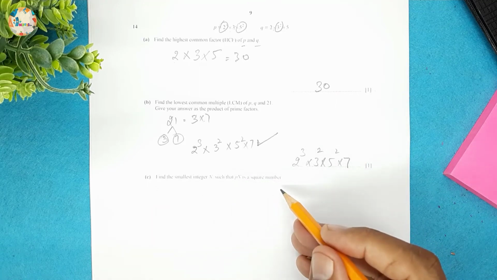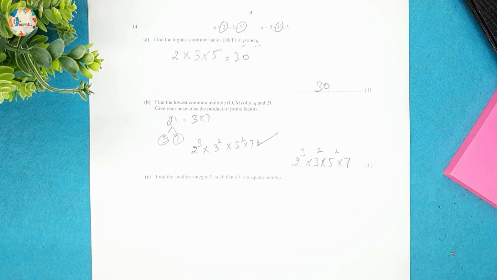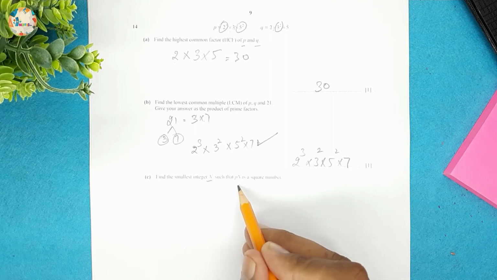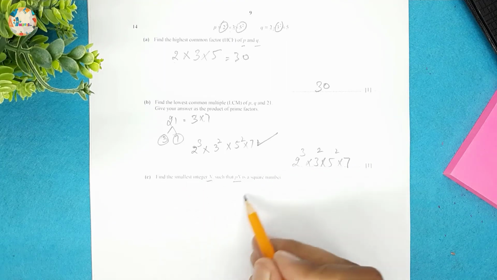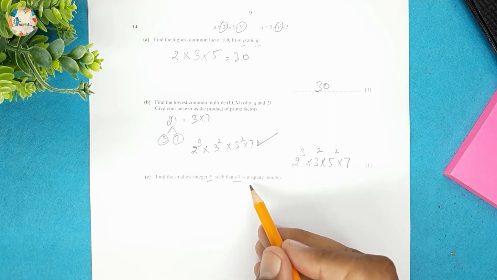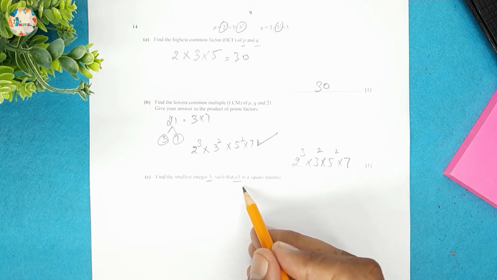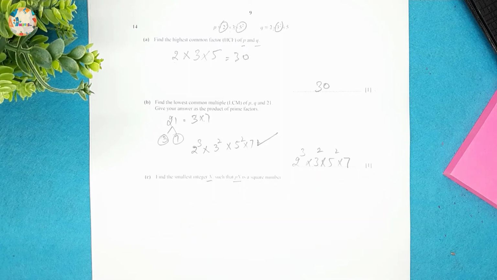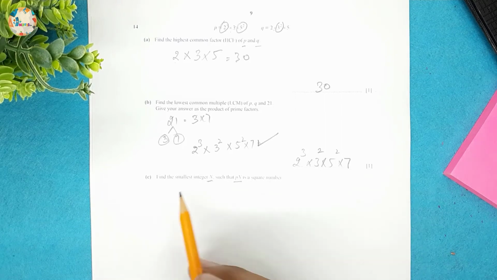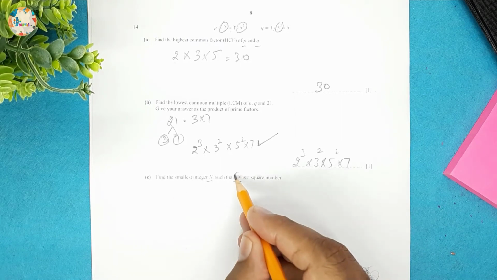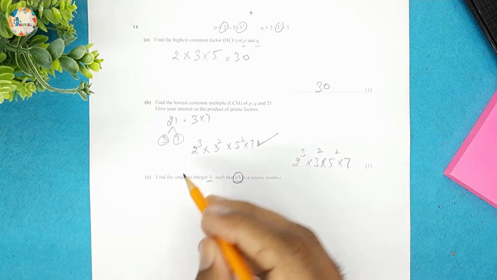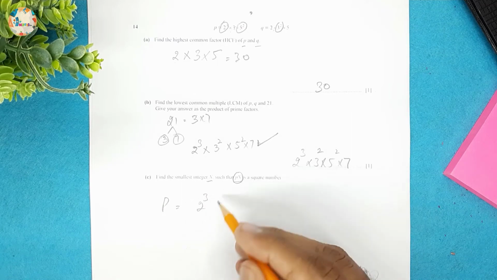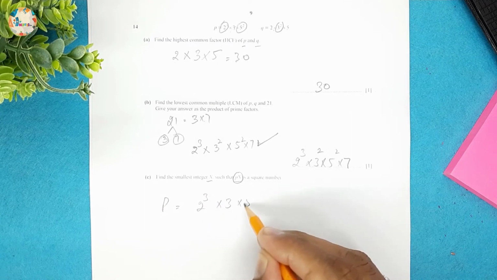Now find the smallest integer n such that p raised to power n is a square number. So for the answer to this one, we will be checking p and n. P is basically this one, which we can write as P equal to 2 raised to power 3 into 3 into 5 square.